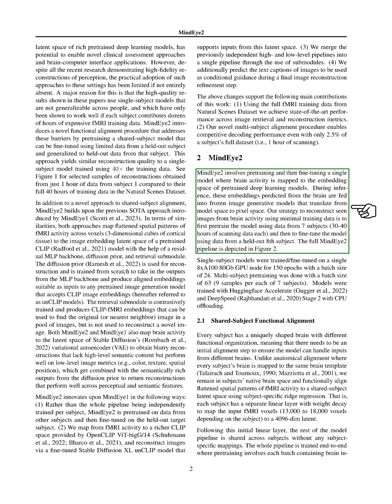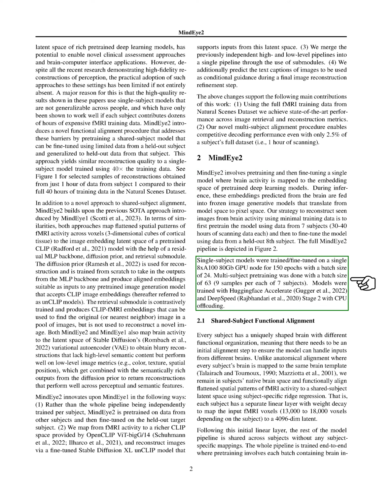In summary, Eye2 involves pre-training and fine-tuning a single model to map brain activity to deep learning model embeddings, enabling accurate reconstruction of scene images from minimal training data. The full pipeline of Eye2 is illustrated in the figure, showcasing the training process on GPU nodes with specific batch sizes and training frameworks.